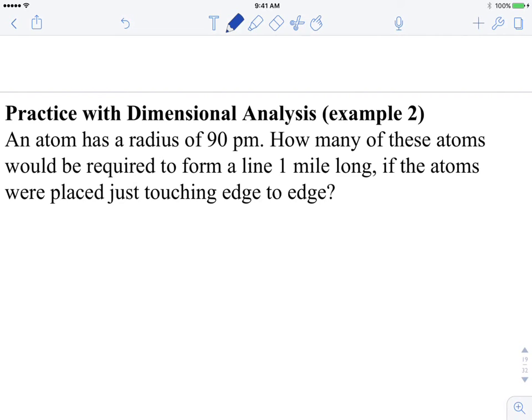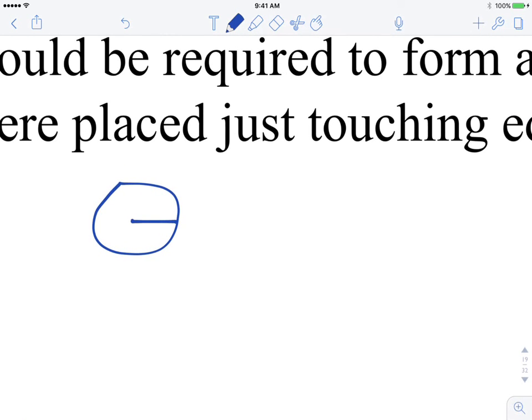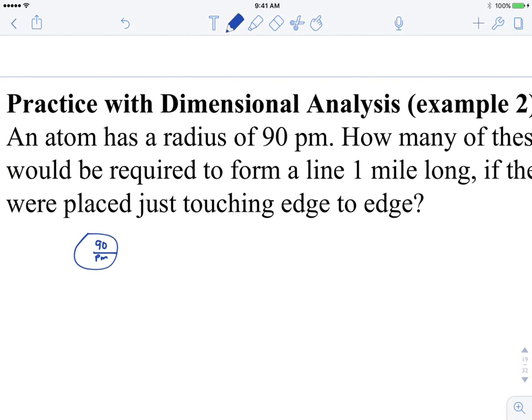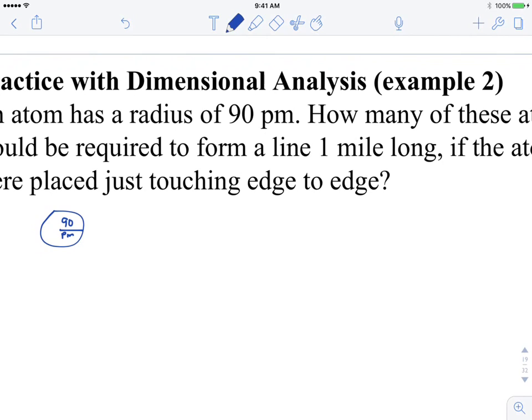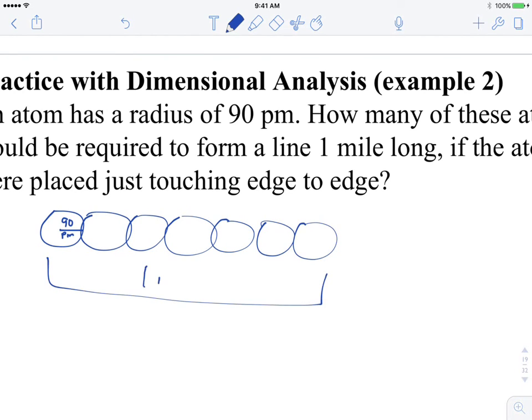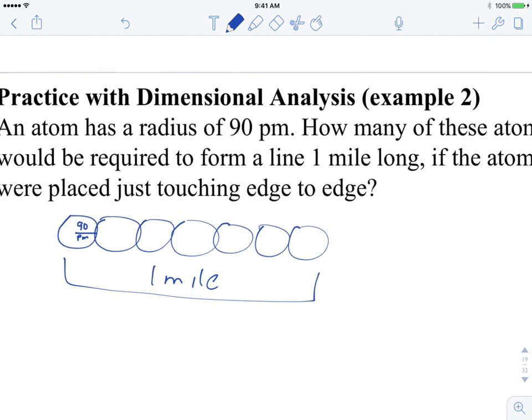Now, this is a problem that's a little bit more challenging. An atom has a radius of 90 picometers. So here's my atom. Its radius, if we zoom in here, is 90 picometers. How many of these would be required to form a line 1 mile long? So now I want to take these and I want to line them up until we're at 1 mile. Just touching edge to edge.